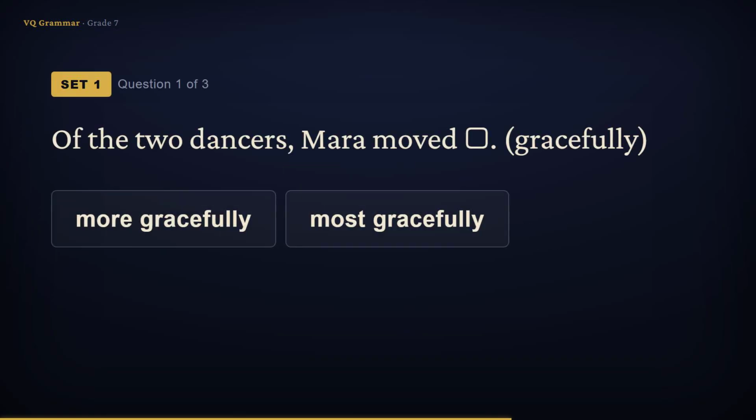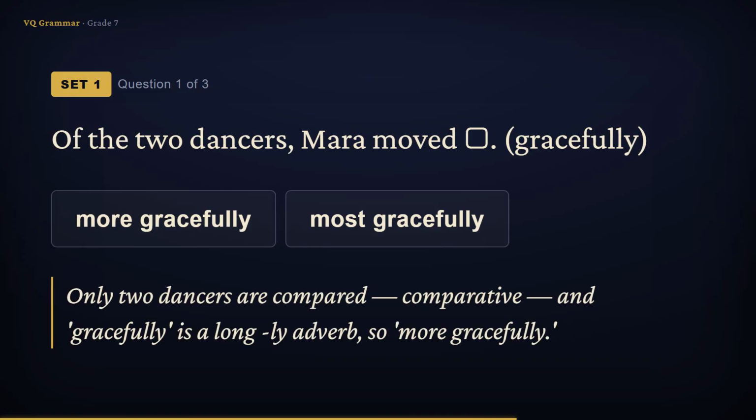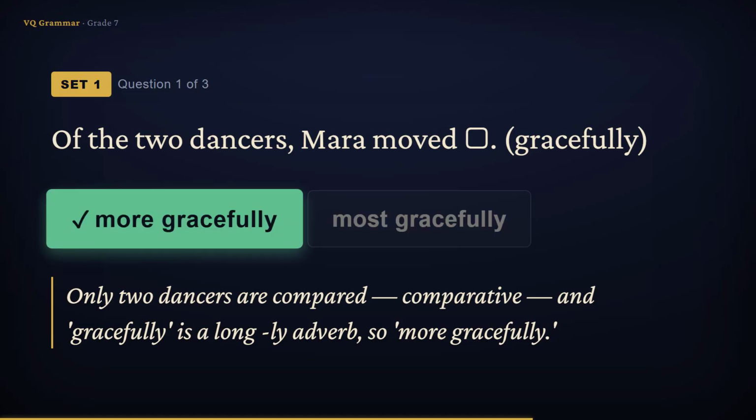Of the 2 dancers, Mara moved blank. Count the dancers. There are exactly 2. 2 actions call for the comparative. And gracefully is a long ly adverb, so we use more, not an er ending. So the answer is more gracefully.